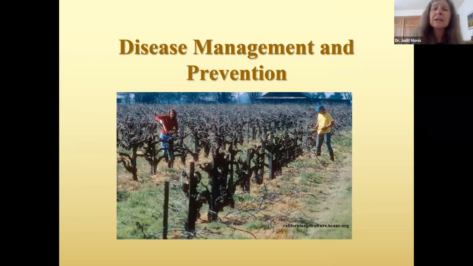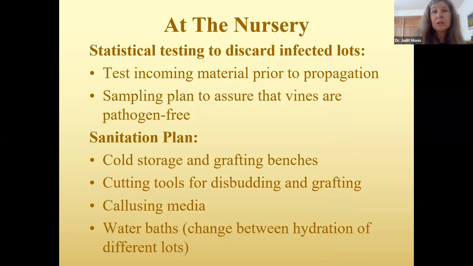Just to talk a little bit about disease management and prevention. Prevention is really important because this disease does not have any cure. You cannot cure it. At the nursery, it's really important to apply statistical testing to discard infected lots. It's very important to do this at the beginning, just test the incoming material prior to propagation, just to make sure that you're not making too many plants that are actually diseased. Sampling plants should be present in the nursery to assure that vines are pathogen free.